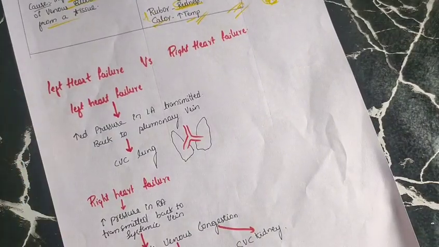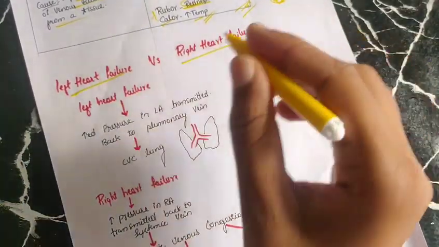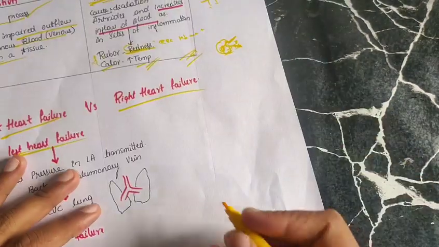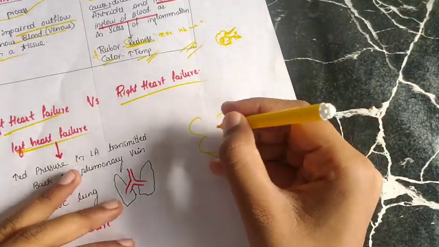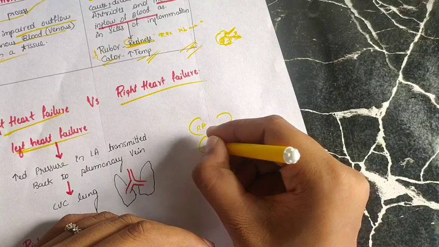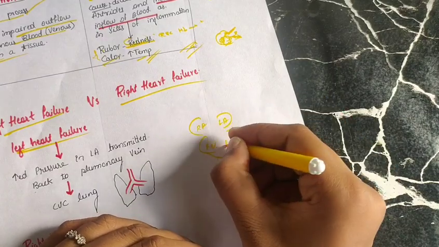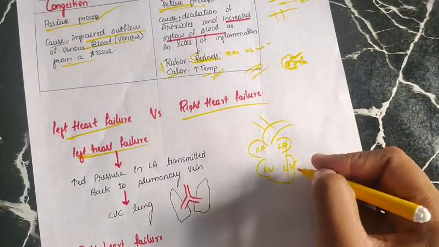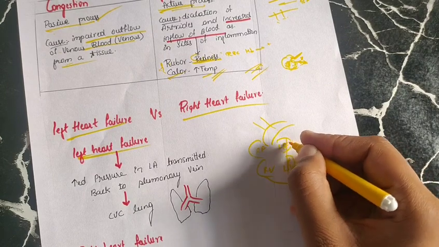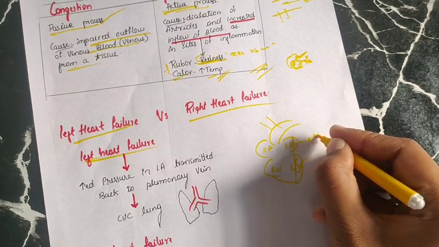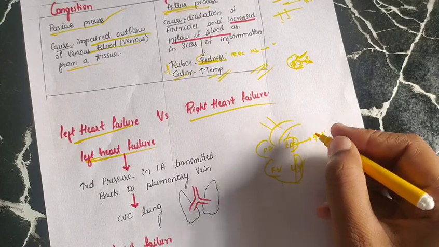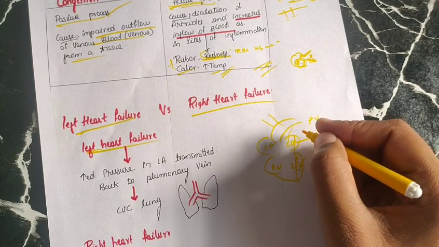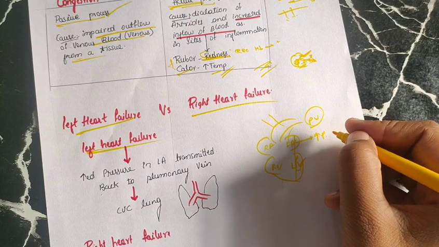Now we'll see what happens in left heart failure and in right heart failure. The heart has four chambers: right atrium, right ventricle, left atrium, and left ventricle. This is a picture of the heart. If there is left heart failure, the ventricle stops pumping. There will be raised pressure in the left atrium, which will be transferred into the pulmonary vein. The left heart receives oxygenated blood from the pulmonary vein, so the pulmonary vein will have increased pressure.